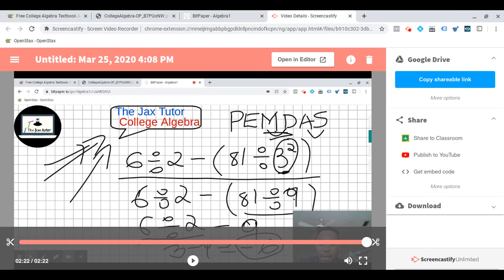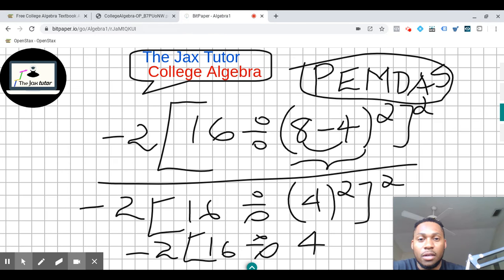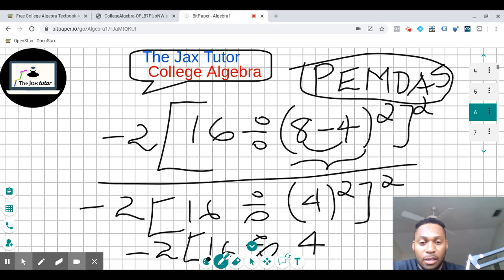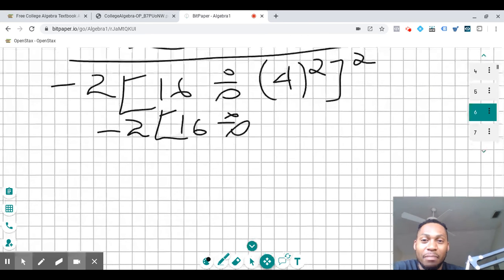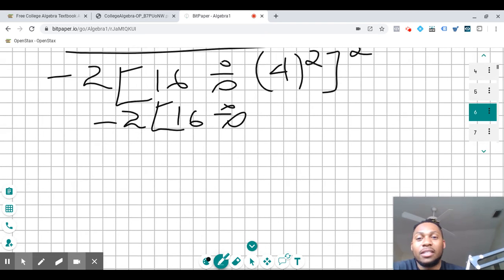Oh, I don't want to do that. I don't want to do that either. Let's see. I gotta just move the screen. I don't know why I'm doing all this. Let me just move the screen up.